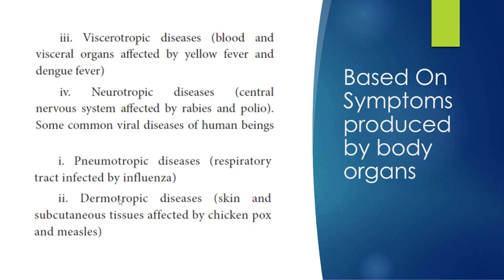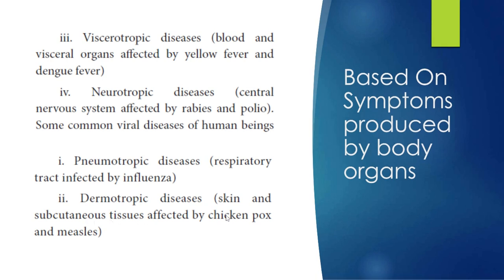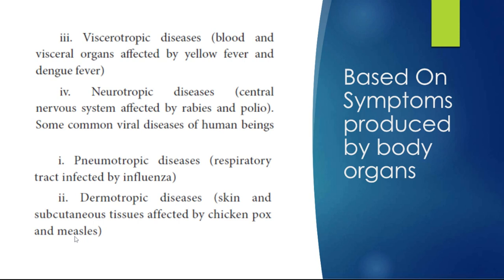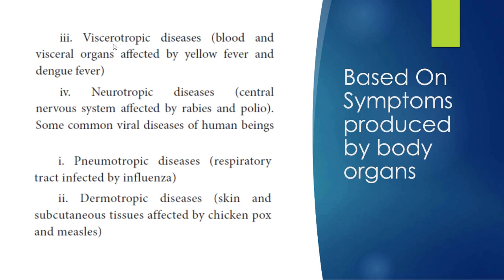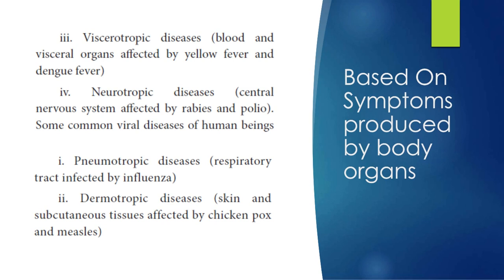Okay, good. Then dermotrophic means what? Which affects the skin and subcutaneous tissues. Subcutaneous means what? Beneath the skin. Cutaneous is nothing but skin. Below the skin, that is called subcutaneous tissue. Examples: chickenpox and measles. Okay, so there are four types of diseases: viscerotrophic diseases, neurotrophic diseases, pneumotrophic diseases, and dermotrophic diseases, based on the symptoms produced on the body parts.